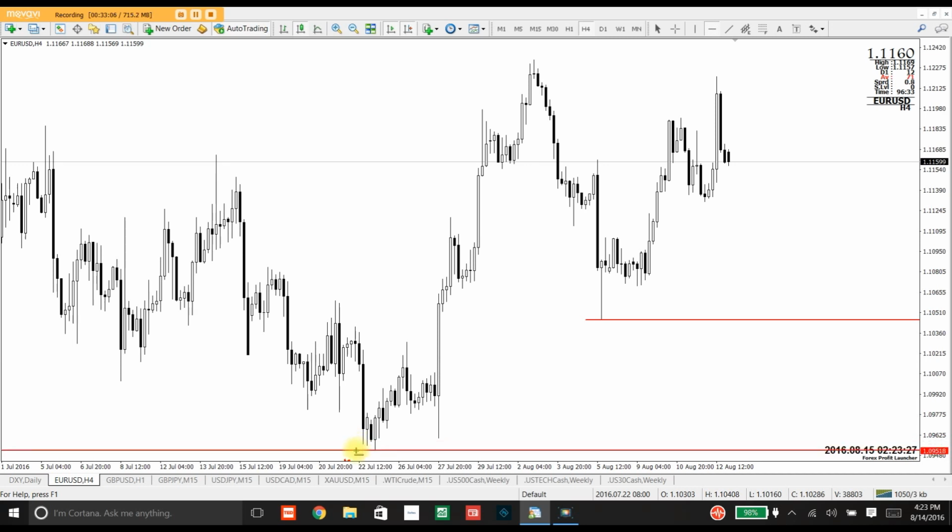109.50 area. Okay, right there. 109.50. Institutional level, right? Mid-figure. That's what they have on their screens, guys. They don't use diagonal trend lines.